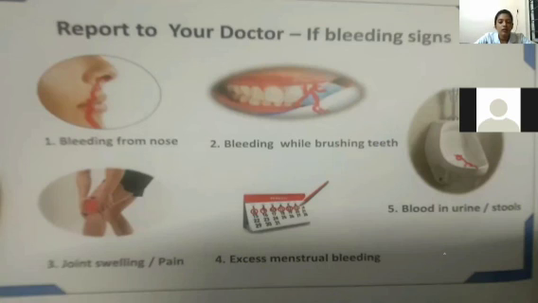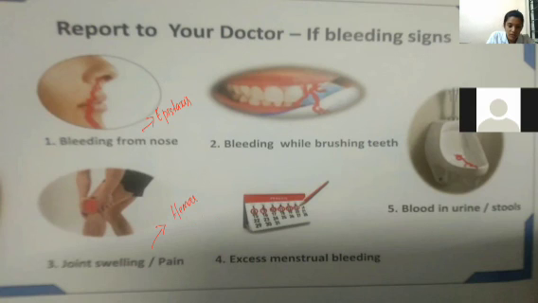Next, when should the patient on warfarin therapy report to a healthcare professional? That is bleeding from the nose. What is bleeding from the nose called? Epistaxis. If epistaxis occurs, then he or she should inform the doctor. Any bleeding, like bleeding while brushing teeth, joint swelling or pain, this can be hemarthrosis, that means accumulation of blood in the joints. So if joint swelling or pain is there, then we have to report.